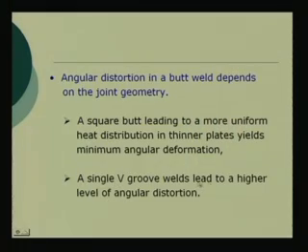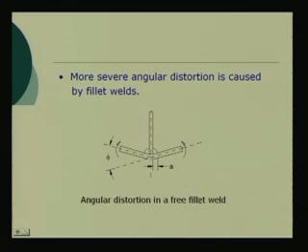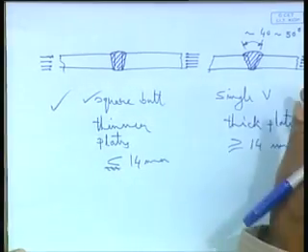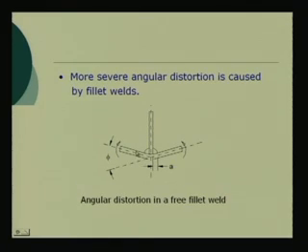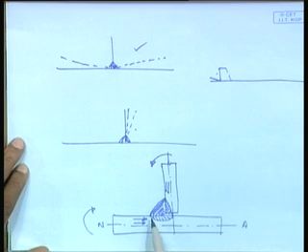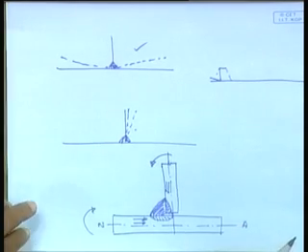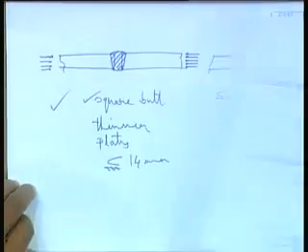So a single V groove weld leads to a higher level of angular distortion, as we have just talked about. More severe angular distortion is caused by fillet welds. These are because of butt welding, and fillet welding we have already talked about. We see much more severe distortions in fillet welding because, as we have seen, the shrinkage forces are right at the top. There is nothing below. So the bending moments are much higher.